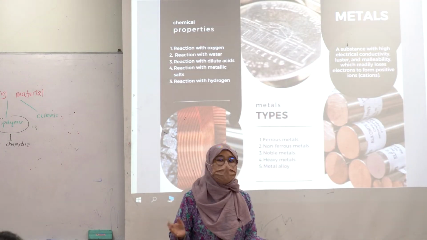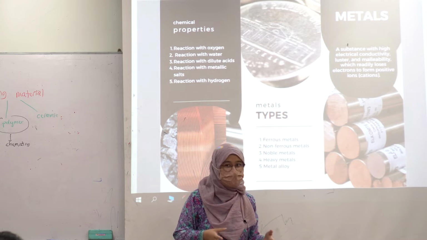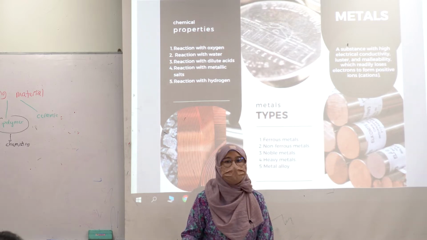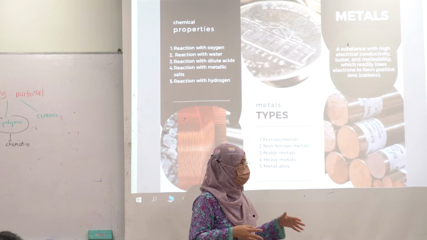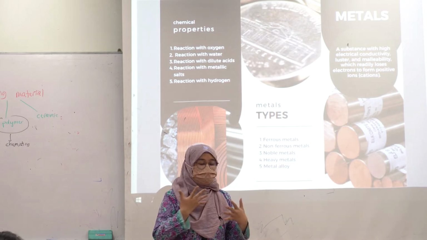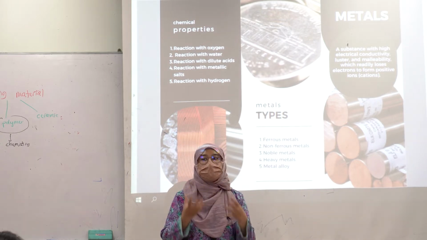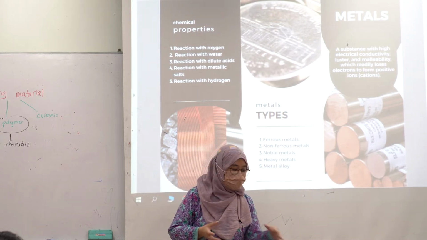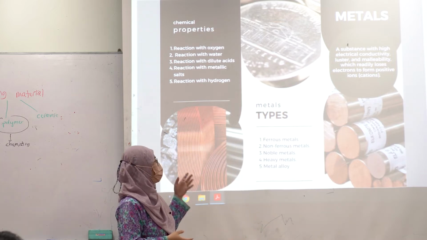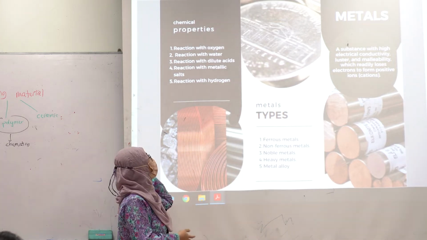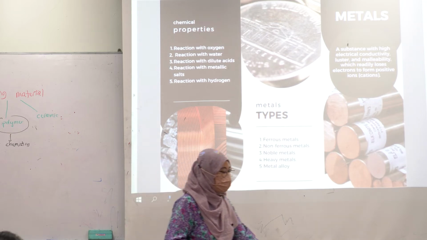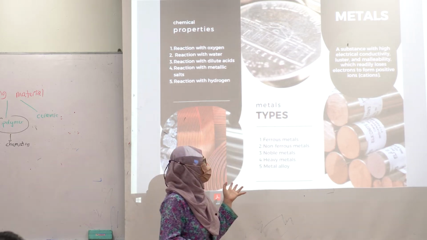Assalamualaikum and hi everyone. So today I'm going to present about metals also, but my presentation is quite different from Amirul's a little bit. Amirul already explained to you the physical properties of metals. So today I'm going to explain the types of metals, which is quite different from Amirul's, and also the chemical properties of metals. So there are 5 types of metals.